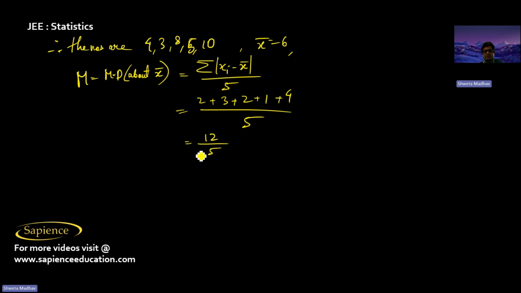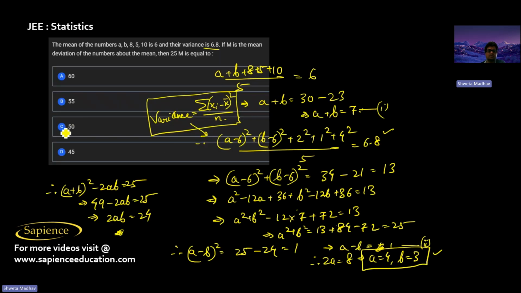12 by 5. Now, therefore, 25m has been asked. 25m will be 25 into 12 by 5. So that is 5 fives are 25, 12 fives are 60. So 60 is the answer. Option A is the correct answer.